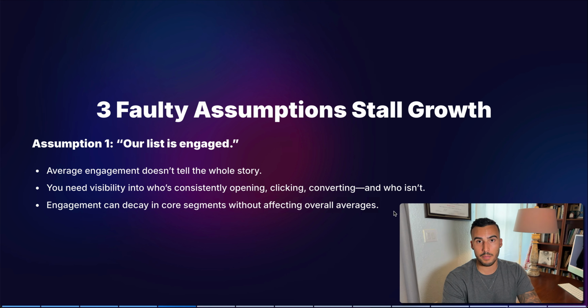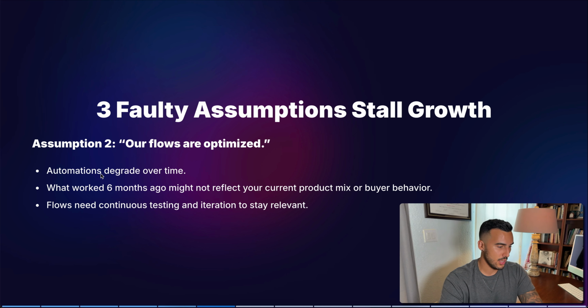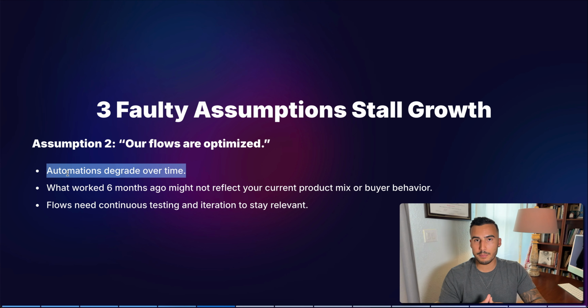Assumption number 2, our flows are optimized. We built these last year. They're only 8 months old. They're brand new, they're fresh. Look, automations degrade over time. I'll say it again. Automations degrade over time. We might build a flow that is absolutely spectacular and crushing it and does exceptionally better than whatever the brand previously had. And 6 months later, that flow will actually degrade in performance and will have 50% effectivity.